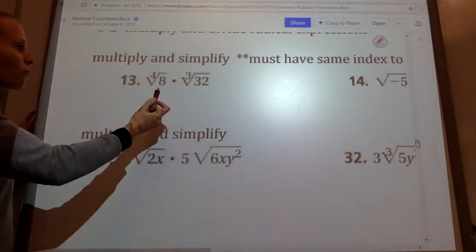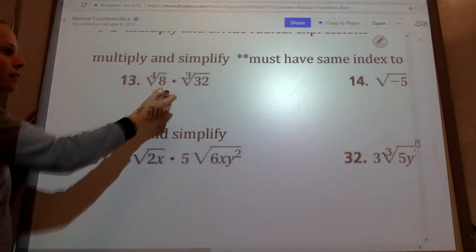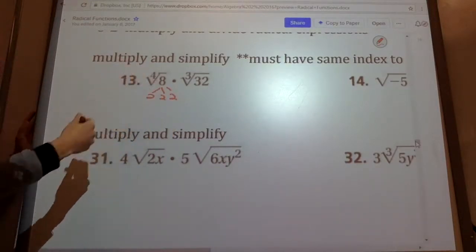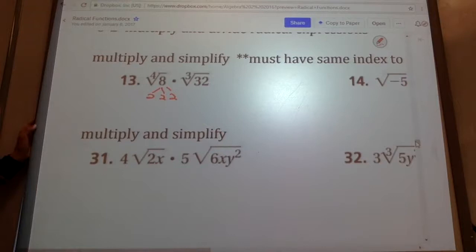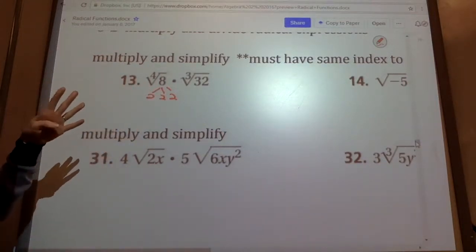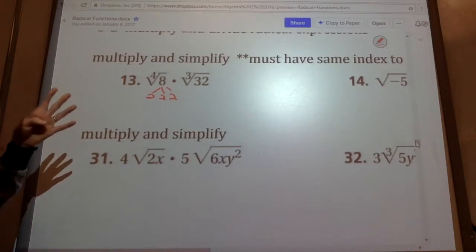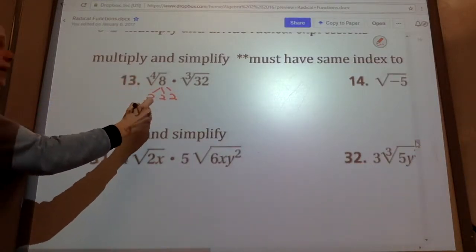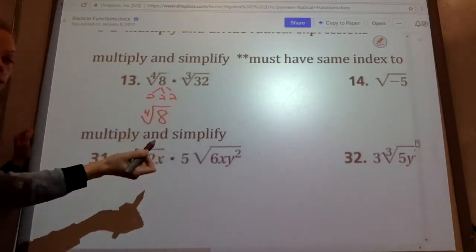Right? So I look at the fourth root of 8, and I know 8 is 2 times 2 times 2. Can I simplify this fourth root of 8 anyhow? No, because fourth root means I have to have 4 of something to take one out. I don't have 4 of anything. I only have 3. So I can't simplify, and this would just stay the fourth root of 8.